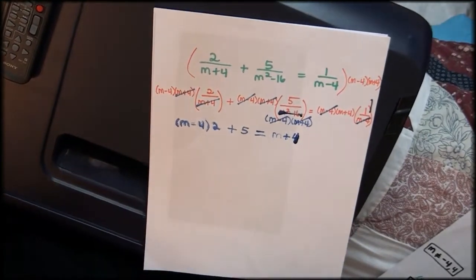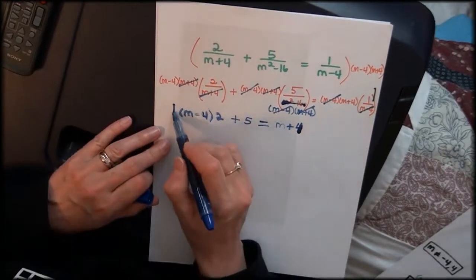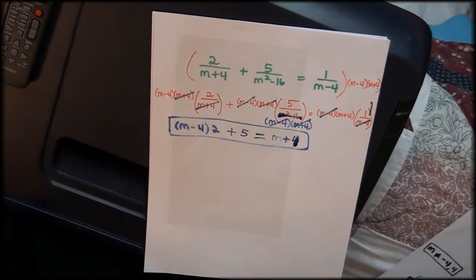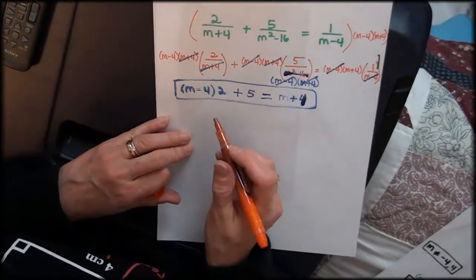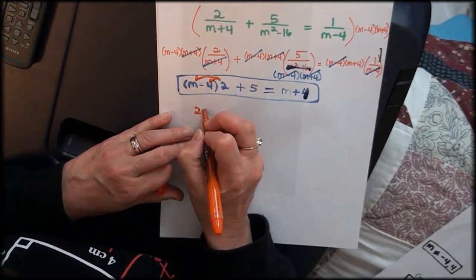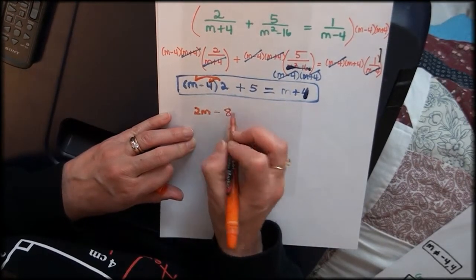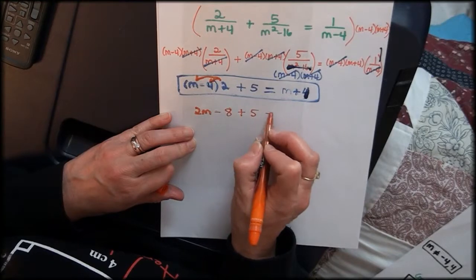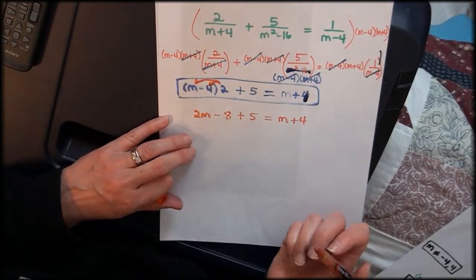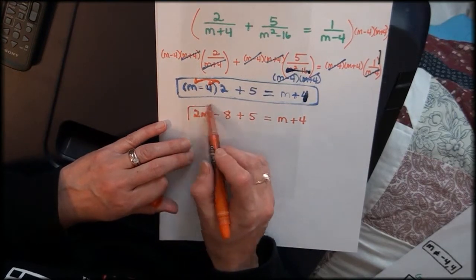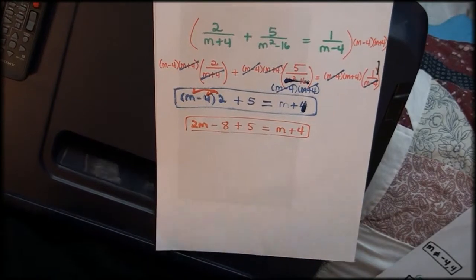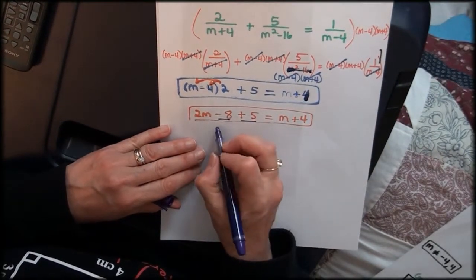So once again, I'm down to a very basic equation that's easy to solve. Just not easy to look at because the pens are going crazy. But in order to solve it, I distribute my 2 through. So I have a 2m minus 8 plus 5, and on this side an m+4. And now, once again, this is easy to solve. All I have to do is combine up the like terms. So a -8 plus a 5 will give me a -3.